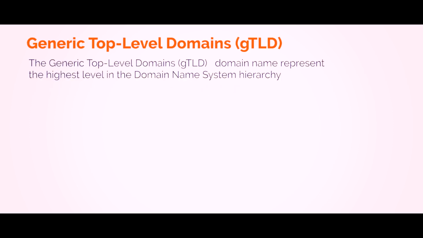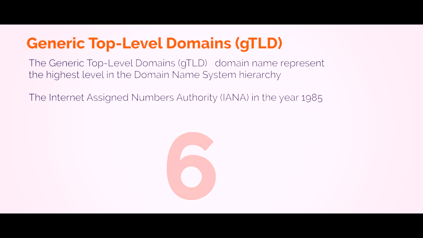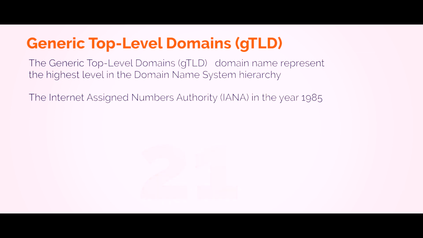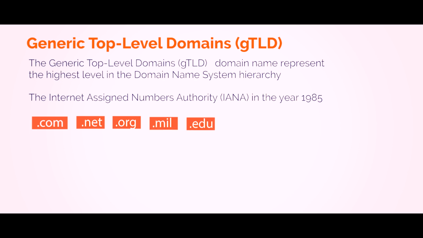The generic top level domains represent the highest level in the domain name system hierarchy. The Internet Assigned Number and Authority in the year 1985 released 6 top-level domain names. However, at present, this number is 21. Few popular top-level domain names are .com, .net, .org, .mil and .edu.